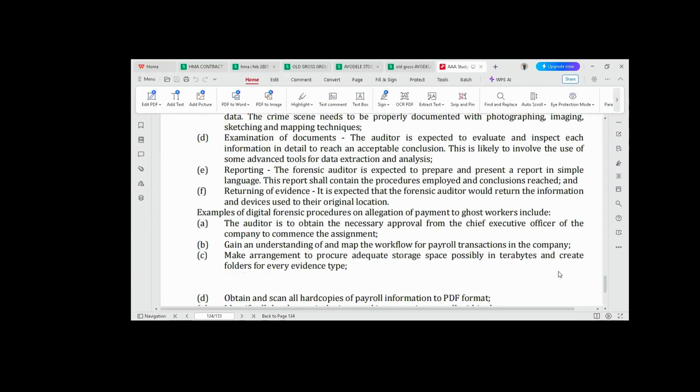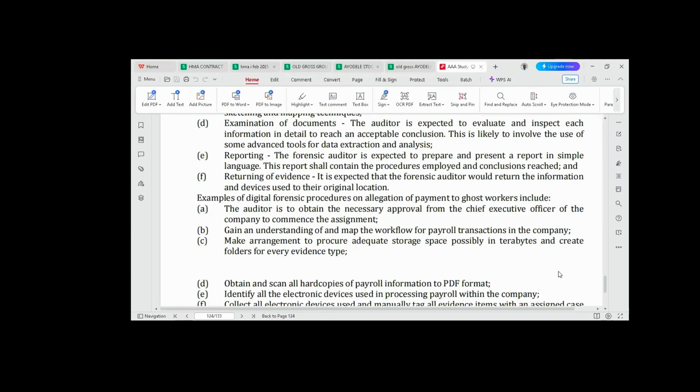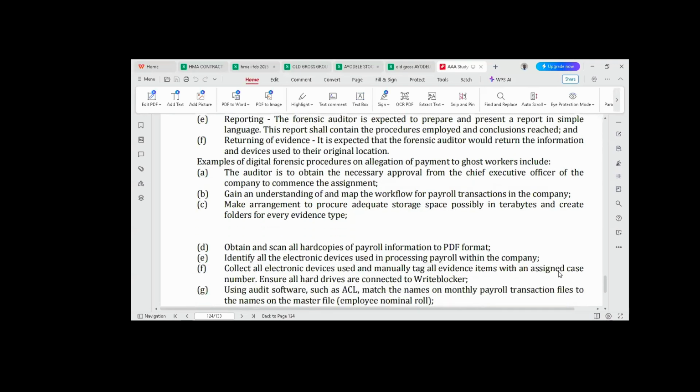They will make arrangements to procure adequate storage space, possibly in terabytes, and create folders for each evidence. That's the explanation. It's going to obtain evidence, information. You must have enough space to store them, right? Then you will obtain and scan all hard copies of payroll information in PDF format. All right. Then you identify all the electronic devices used in processing payroll within the organization.